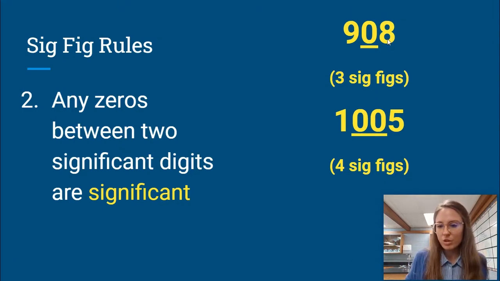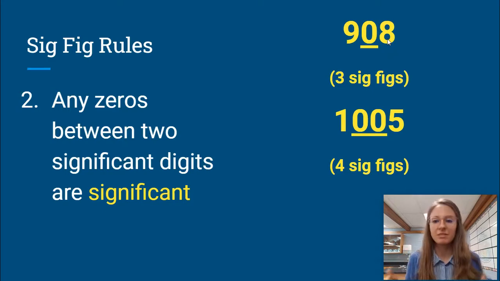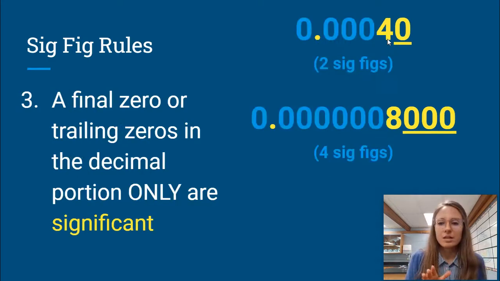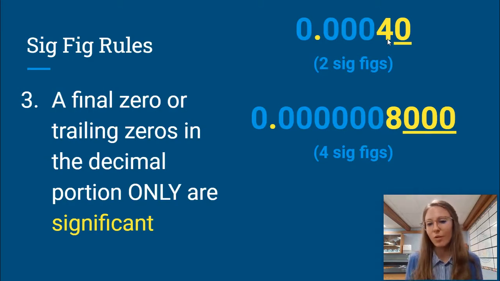In order to know that the ones place is a 5, you have to know the hundreds and the tens place for certain. So therefore, the zeros in between the 1 and the 5 are significant. The third rule is that a final 0 or trailing zeros in the decimal portion only are significant.